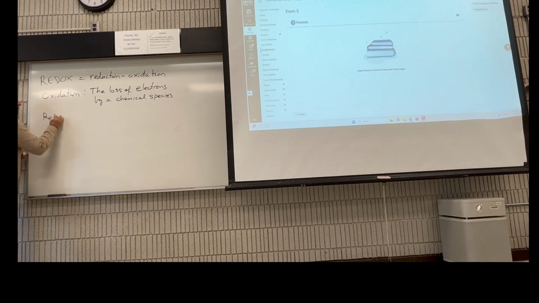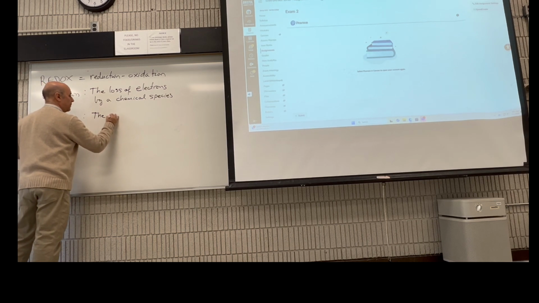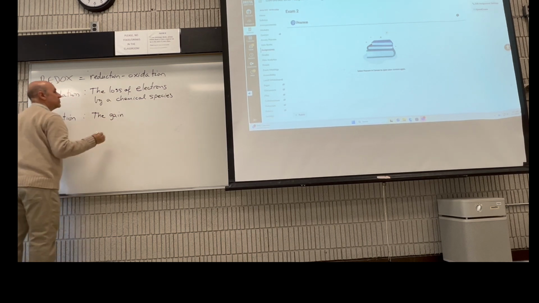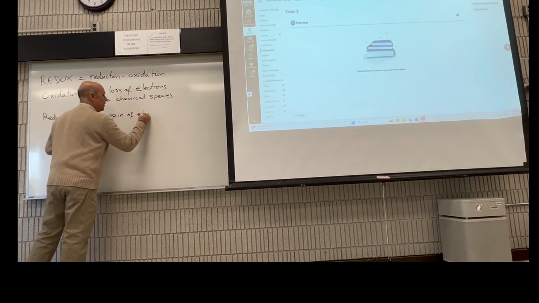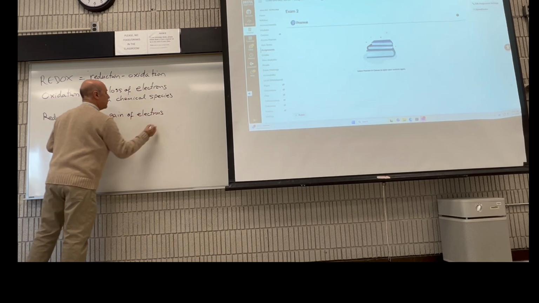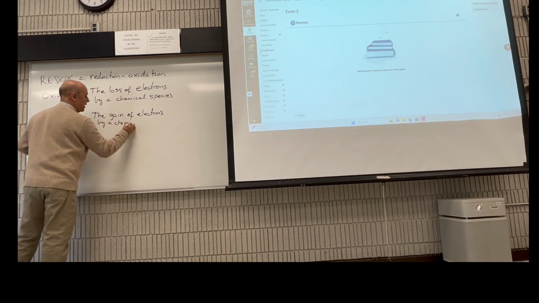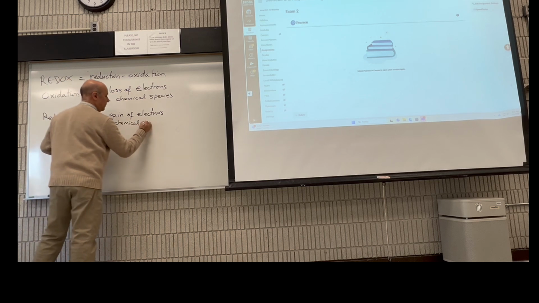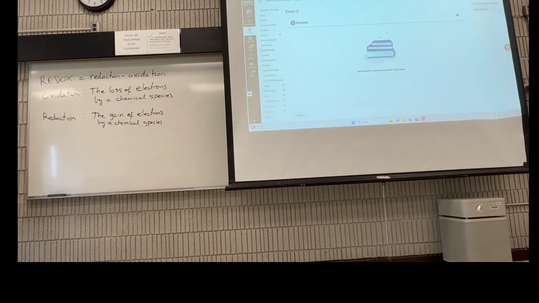The opposite of losing electrons, and here is where the confusion arises, is going to be the gaining of electrons. And that does not make logical sense. The gain of electrons by a chemical species. And by chemical species, I mean any chemical, from an element, ion, molecule, etc.